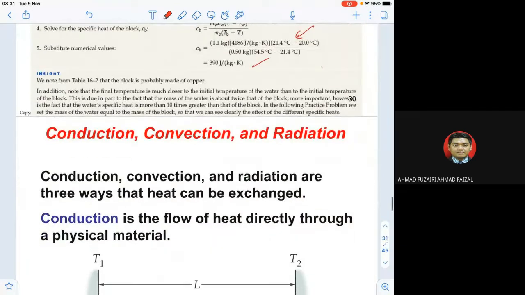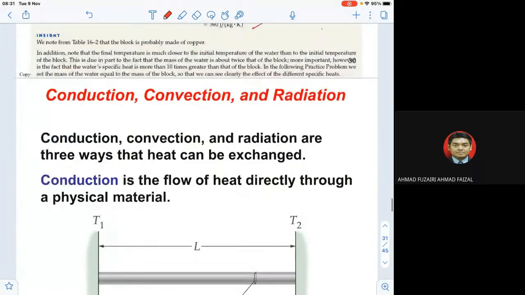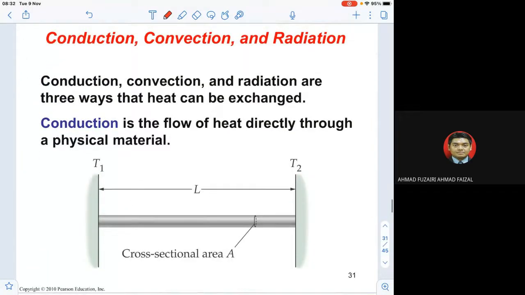All right, so let's look at one final subtopic for this chapter, which is conduction, convection, and radiation. Look at what they have. What is the meaning of conduction, convection, and radiation? They are three ways that heat can be exchanged. So this is how heat can be exchanged, through conduction, convection, and radiation.